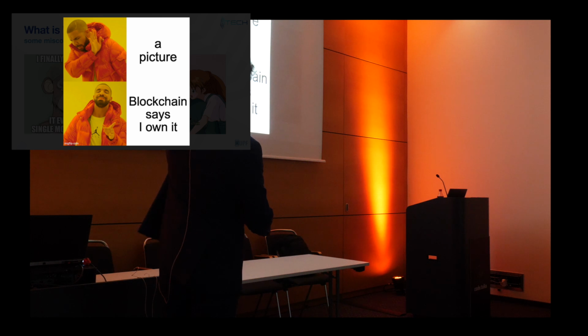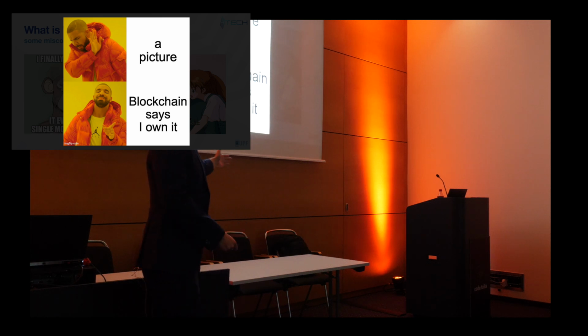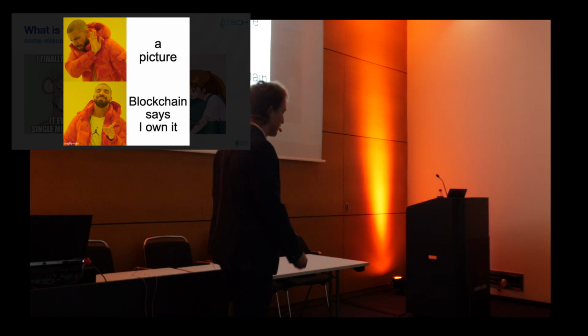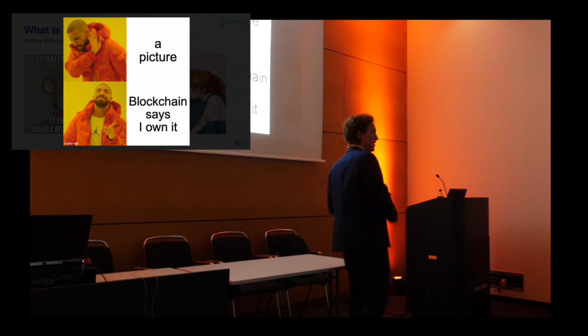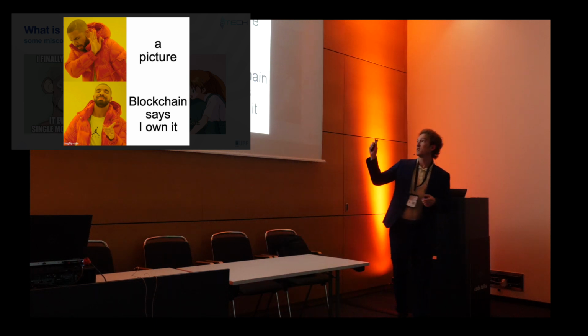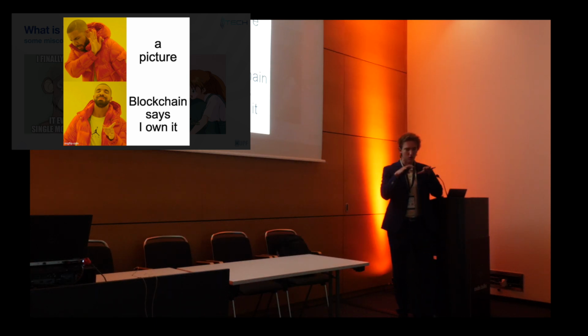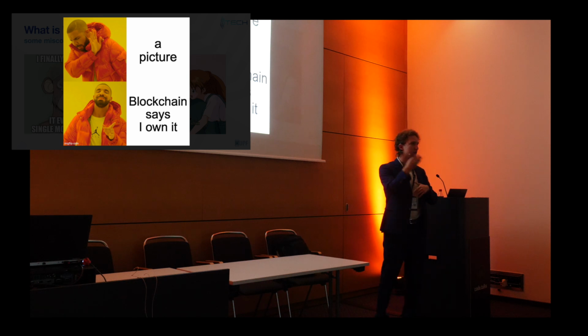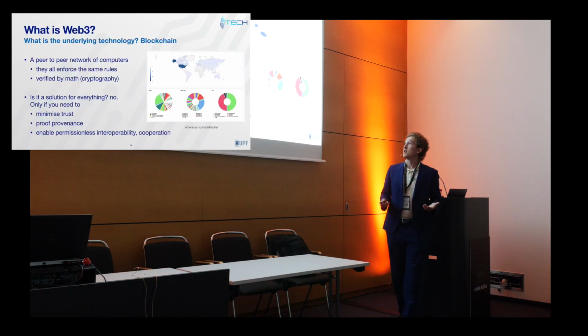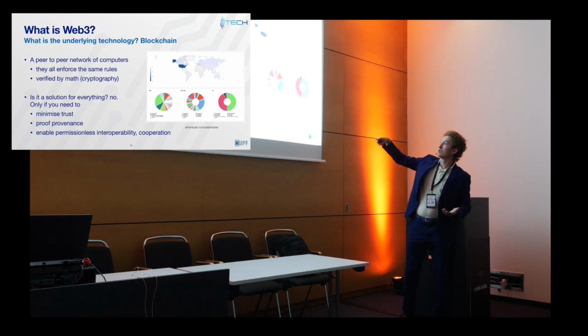So a picture is a picture, but blockchain says I own it, which is why it's potentially worth $200,000 to some people, not to others. But this is the general gist. The blockchain can tell you that you own something and you can use it anywhere because that data is open. And that's where it becomes interesting. So we can actually use all of this to minimize trust.